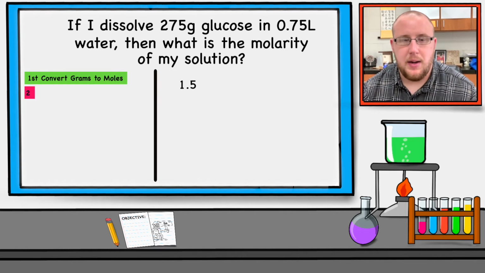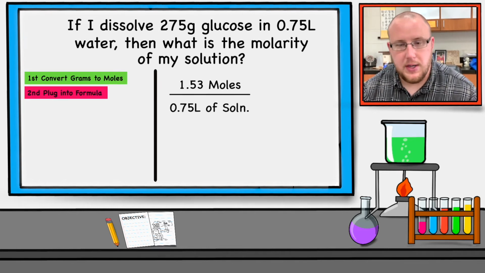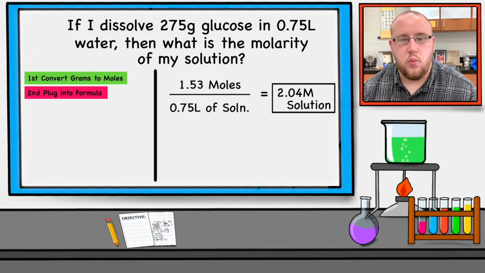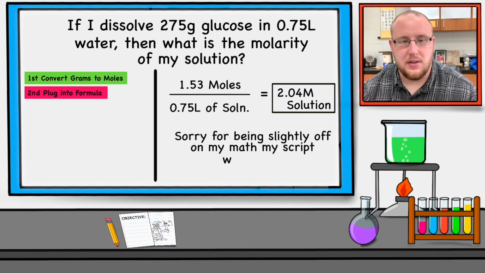Now I just plug my moles of glucose into my molarity equation, and that gets me 1.5 moles of glucose over 0.75 liters of solution. Once I plug those in and divide out, I get a 2.1 molar solution of glucose.